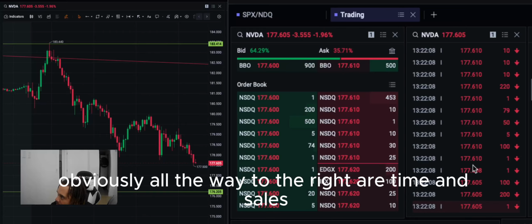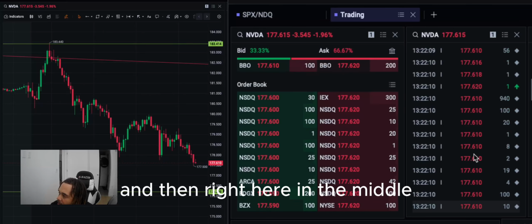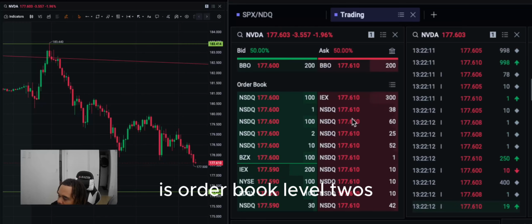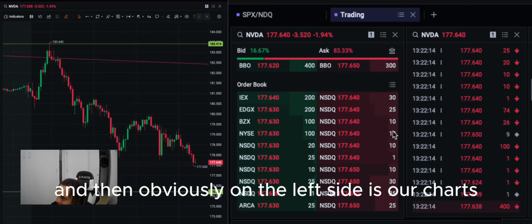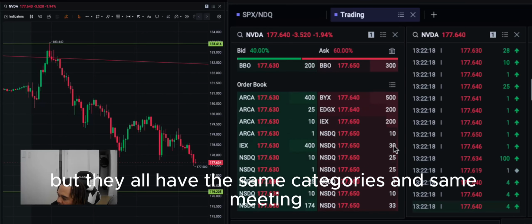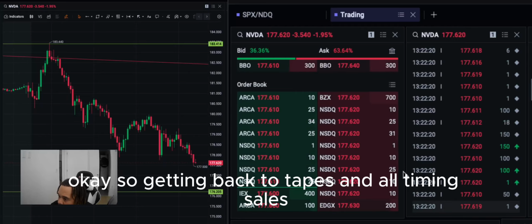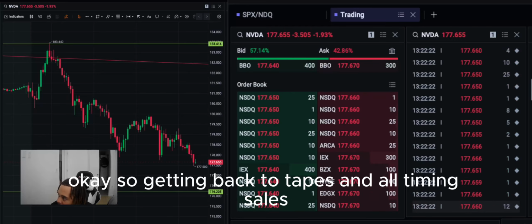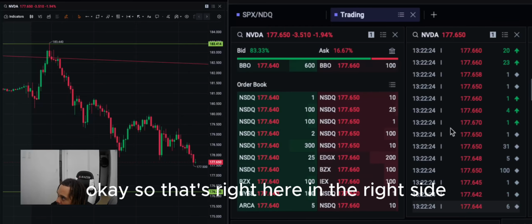So right here, all the way to the right is time and sales, and then right here in the middle is order book level 2s, and on the left side is our charts. Okay, so in every broker they look different, but they all have the same categories and same meaning. So getting back to tapes and time and sales, that's right here on the right side.